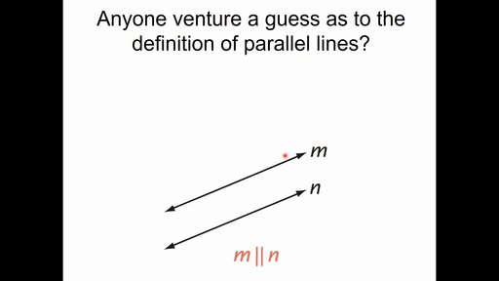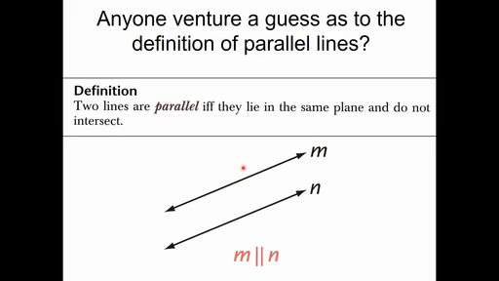Well, they obviously can't intersect. If they intersect, they're not parallel. The other thing we have to throw in there is that they have to be in the same plane. Picture a line starting right here and coming straight out at you, right out of the screen. Those two wouldn't intersect, but they would not be parallel because they're not in the same plane.